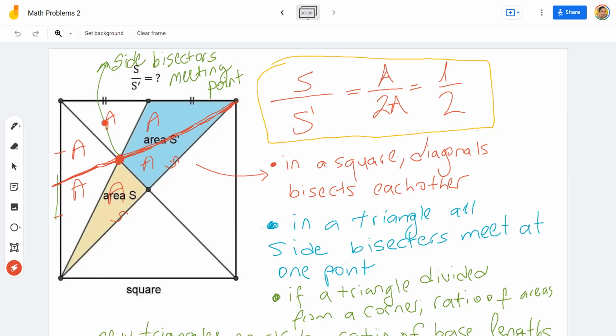We know that these two are equal, A and A. So if this is 2A, this is half of it, A. In this way, you can find that all these triangles have equal area. Finally, the question asks for the area of the yellow part to the blue one. The yellow one is 1A, the blue one is 2A. If you take the ratio and divide them, what you will get is 1/2.